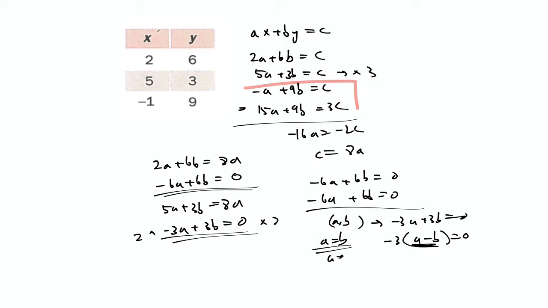So let's just choose a and b to be 1. Okay, so then we can plug it back into any of these equations. So let's choose this one. So we get 2 times 1 plus 6 times 1 has to be c. So that means c has to be 8. Okay, so we get that a and b can be, as long as they're the same, we're good to go. So one of the equations we have is just x plus y is equal to c, which is 8.